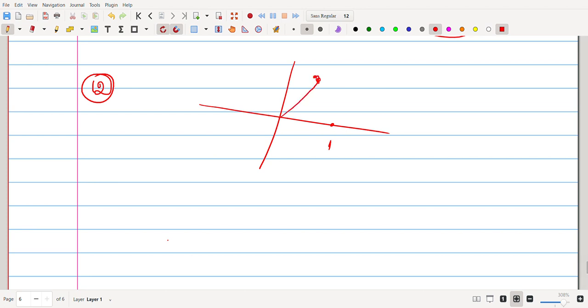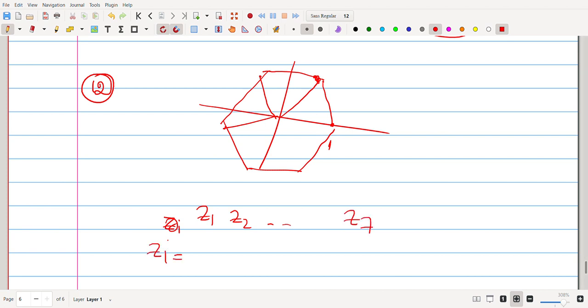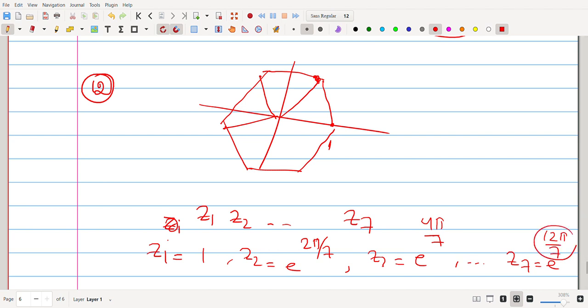Say this is the second vertex, this is the third one, and so on. You will get some polygon like this. So here it is z1, z2 up to z7, right? That means z1 is 1, z2 is e to the power 2 pi by 7, z3 is e to the power 4 pi by 7, and so on. z7 is e to the power 12 pi by 7.